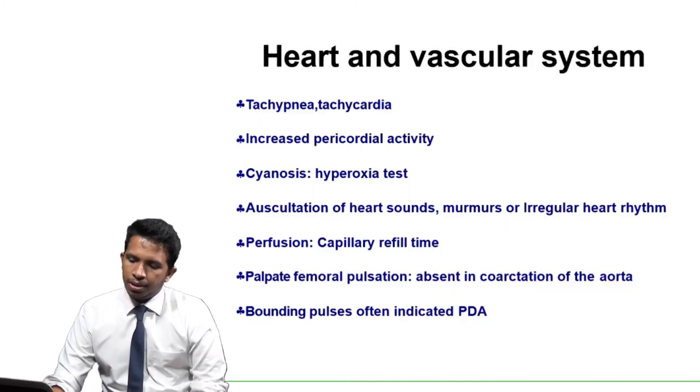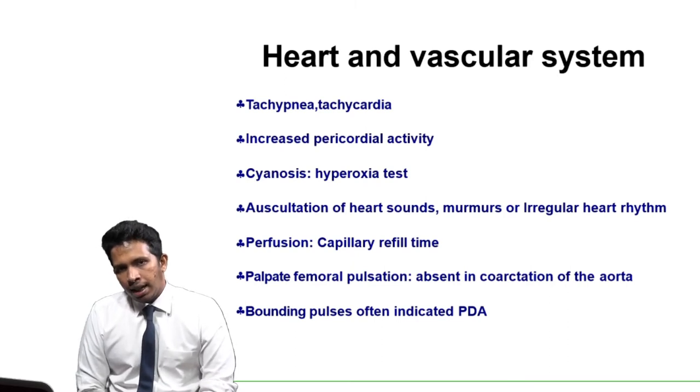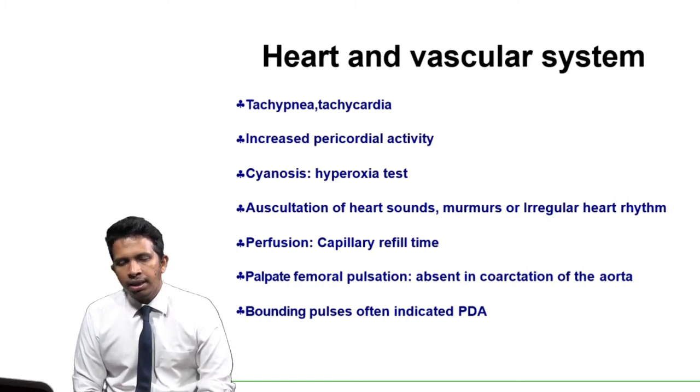This is a slight substernal retraction during inspiration. Once we are done with the lungs, we go to the heart. So what are we going to look at in the heart? First, we'll see if the child has any cyanosis, suggesting a congenital heart disease that is cyanotic in nature.